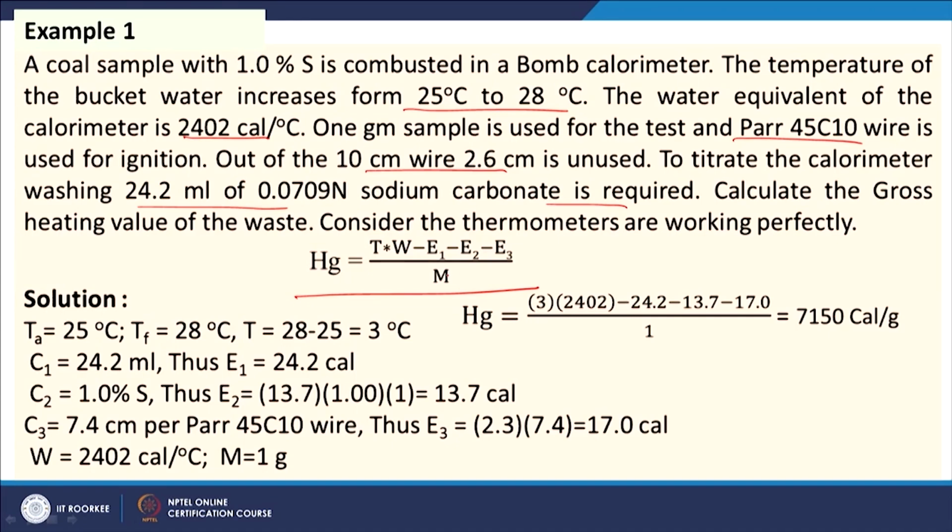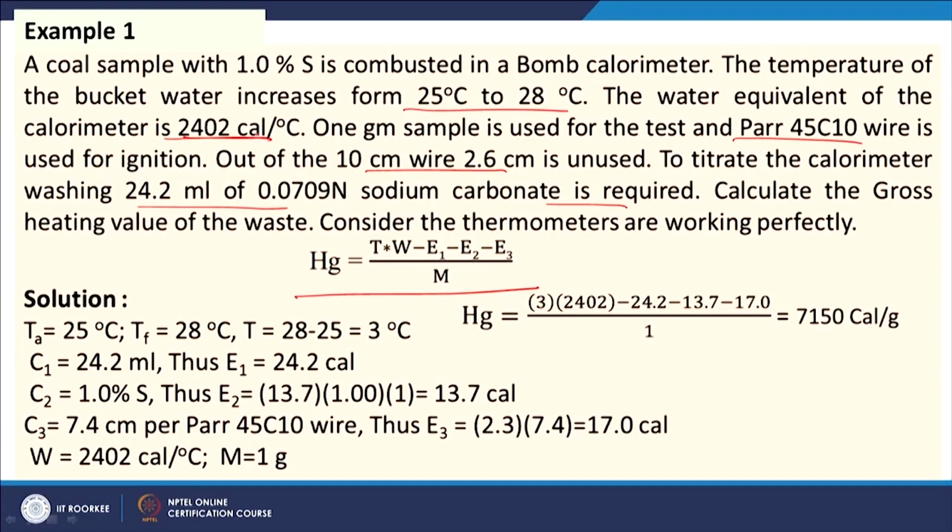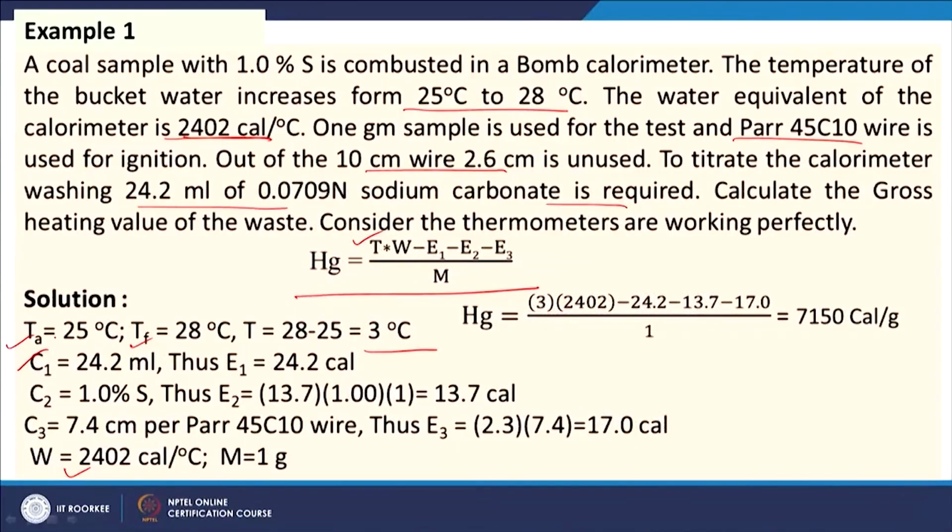Now, we will see how we can get the values of E1, E2, E3 in this case, and what the M, T and W values are. Here the W value is given, the M value is given, that is 1 gram, and the temperature difference, the initial and final temperatures, are also given. So T is 3 degree centigrade, and W is equal to 2402 calorie per degree centigrade. How can we calculate the value of E1? E1 is dependent on C1, which is given as 24.2 ml. So E1 will be 24.2 calorie.